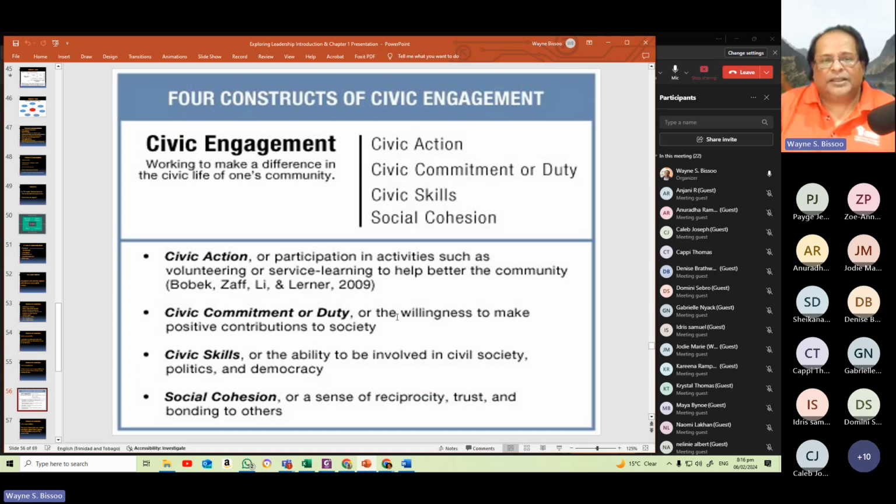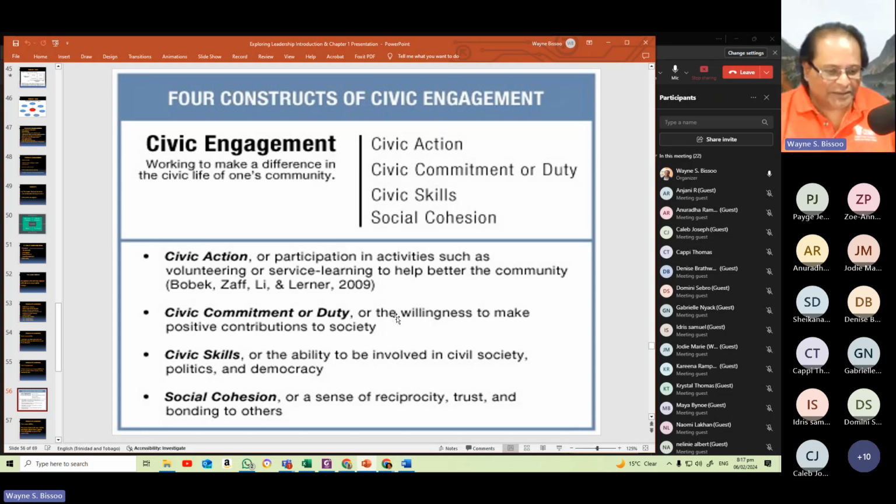So when we talk about civic engagement, we're talking about civic action, and you could look at yourself in terms of the things you probably get into. Volunteering and service. Do any of you participate in community activities? Think about it from that angle. Next, civic commitments, a willingness to make positive contributions to your society. Again, like participating in community cleanup days and looking after the environment around you, or if the community is having some sort of activity, you go out there and participate.